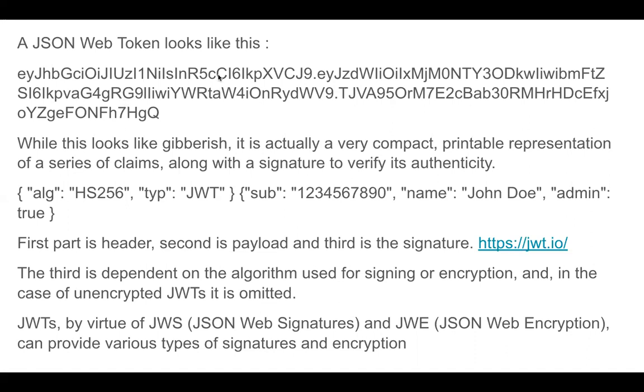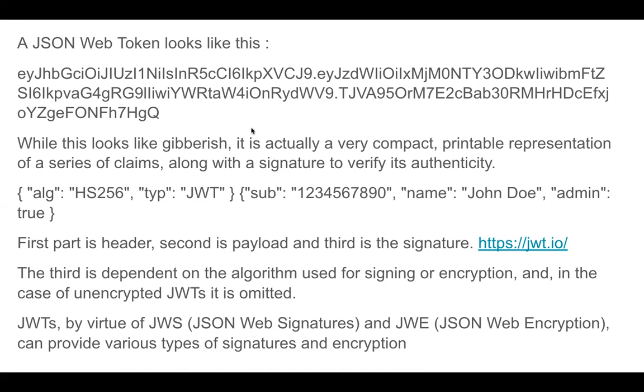So the 3 parts are the header. The first part till here is the header. The second part is actually the data, the payload, the authorization information that you wish to send to the server. And the third part is the signature. Yes, it is possible to have unsigned JWTs, although they are practically rarely used or never used. In that case, the third part would be missing.